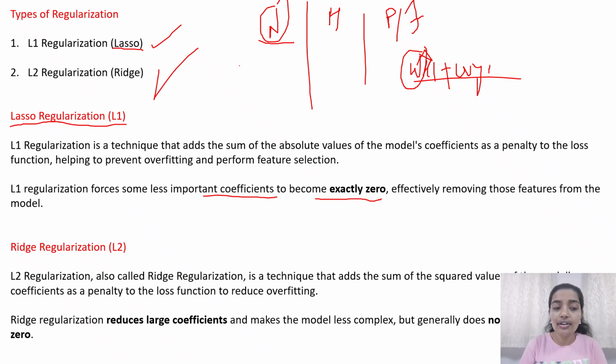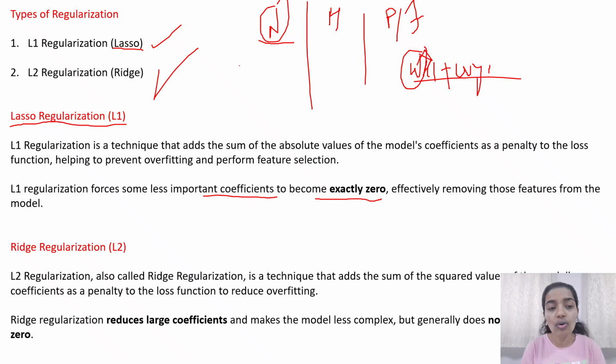And then ridge regularization. Ridge regularization works in a different way. It tries to square up the values and add the sum to the loss, but again the aim is to reduce overfitting. So it also tries to reduce the large coefficients or the unnecessary features. What are the unnecessary features? If their coefficient is very high, ridge regression tries to reduce them.